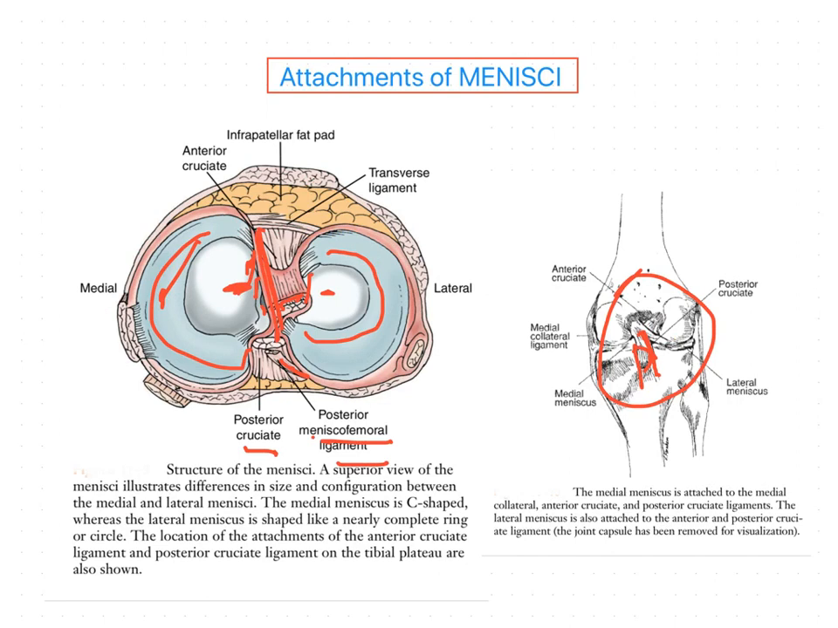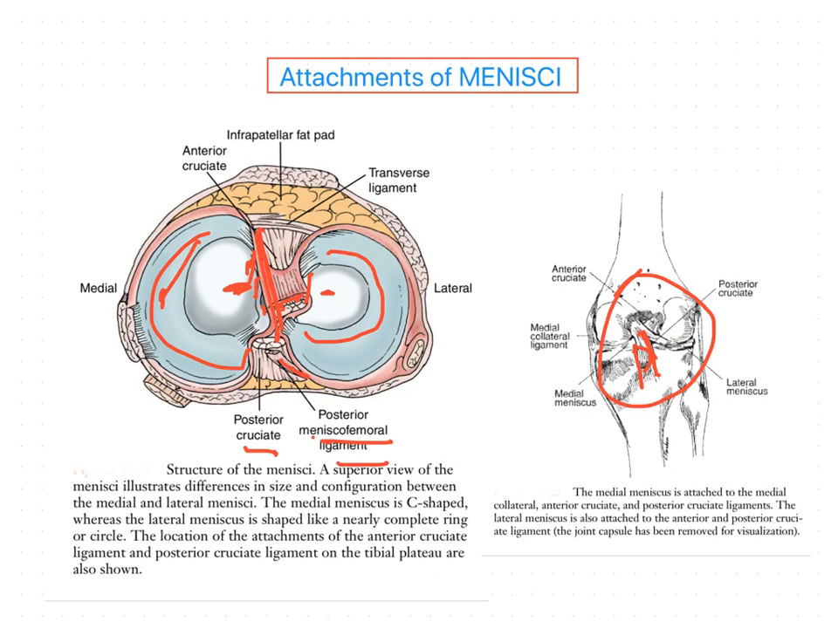If you see, all these connections here are very strong. The connections of the lateral meniscus are considered to be fairly loose, leaving the lateral meniscus a fair amount of mobility on the lateral tibial condyle.